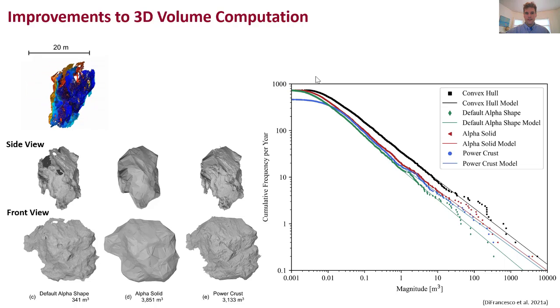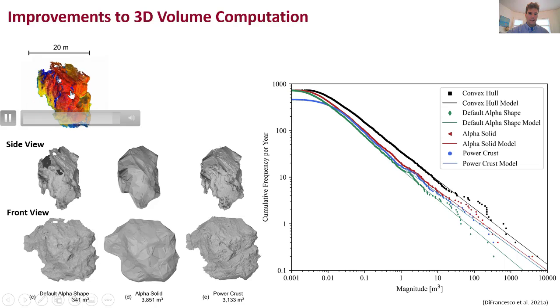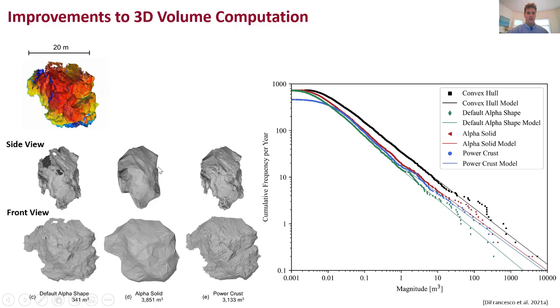We've also made improvements to the 3D volume computation. So here we're seeing this point cloud, which is rotating with the front being a warmer color and the back being a colder color again. And we've looked at using algorithms to create a watertight mesh, which we can calculate the volume from in 3D. And on the right-hand side here, we're seeing this magnitude frequency distribution for each different algorithm that we tested.